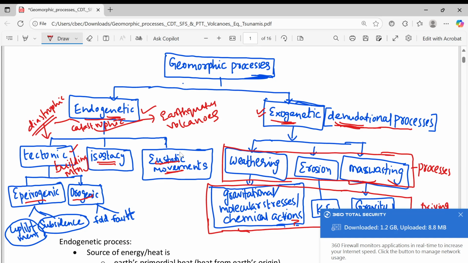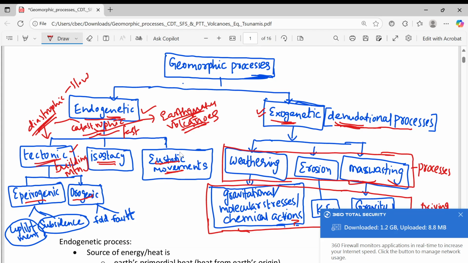Diastrophic means slow movements. You cannot recognize them, you cannot observe them. It is very tough to observe them. Whereas catastrophic means these are very fast. For example, earthquake, very fast. Volcano, very fast. It is not slow. You can observe these things. Whereas diastrophic means slow. For example, tectonic.